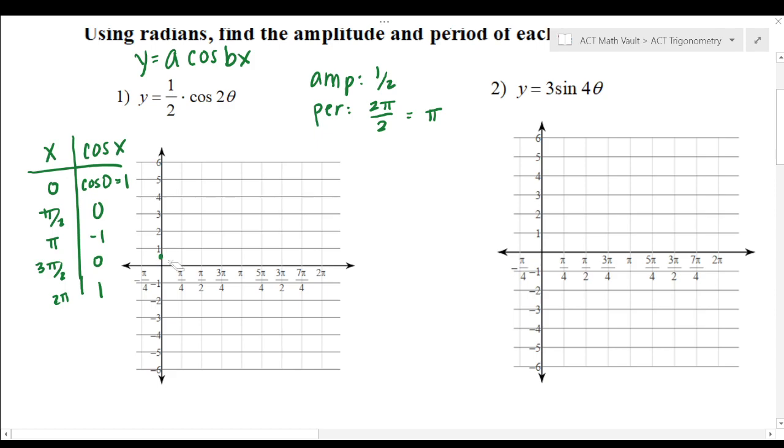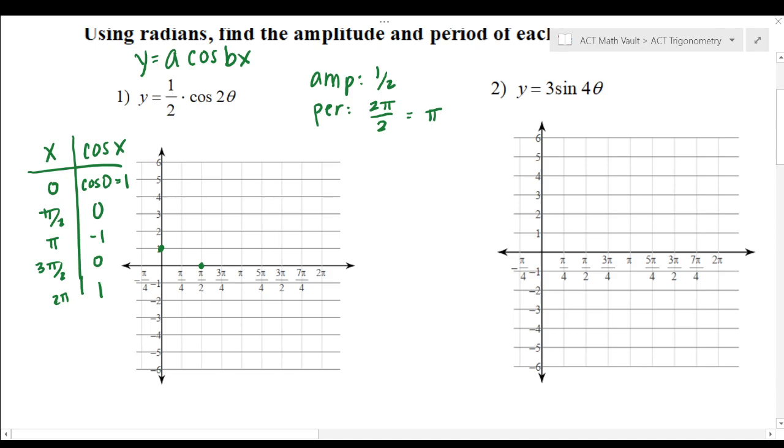I know that if my amplitude now is 1/2, this graph is not going up to 0, 1. Remember, this is the regular cosine x graph. I need to then remember that it's the same curve as cosine. So like 0, 1 is here.